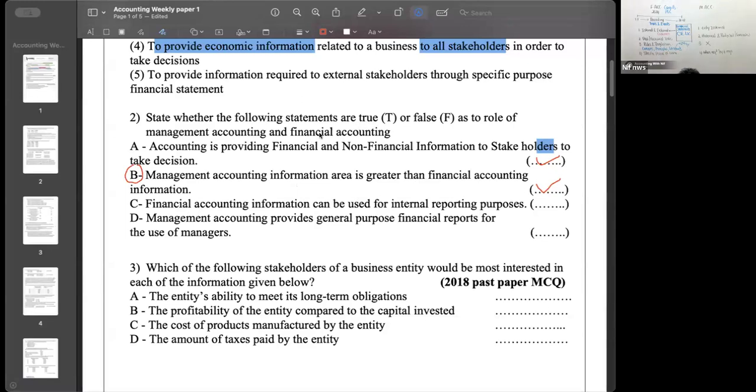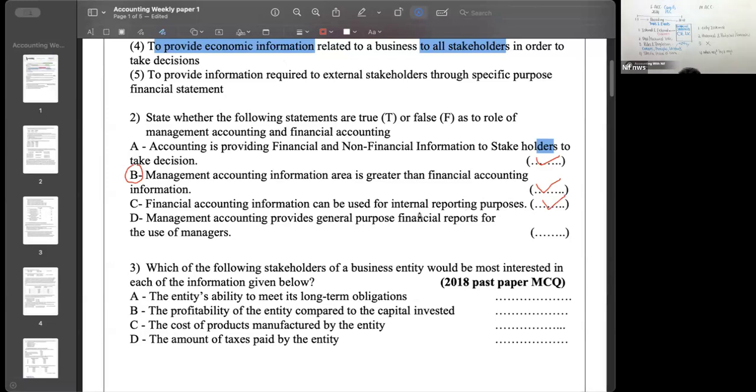Okay, we've got some people saying no, false. Farah, good. Nope. True. Very good, Ashraf. Very good. Yes, no. Yes, no. Okay. We've got many people confused. I'll tell you, don't worry. For the time being, financial accounting information can be used for internal reporting purposes. Yes, it's true as well.